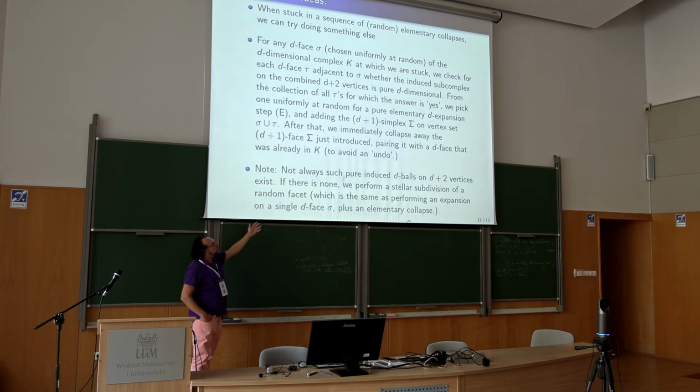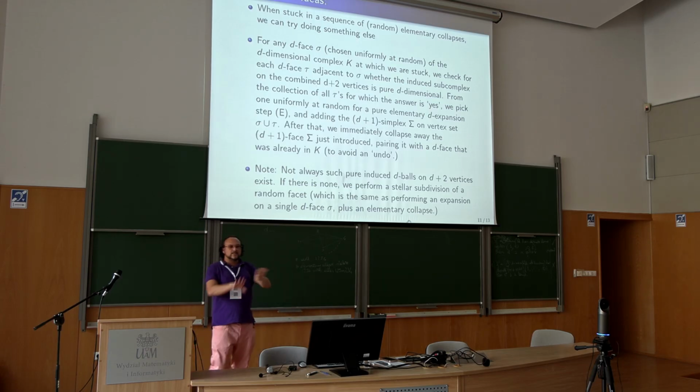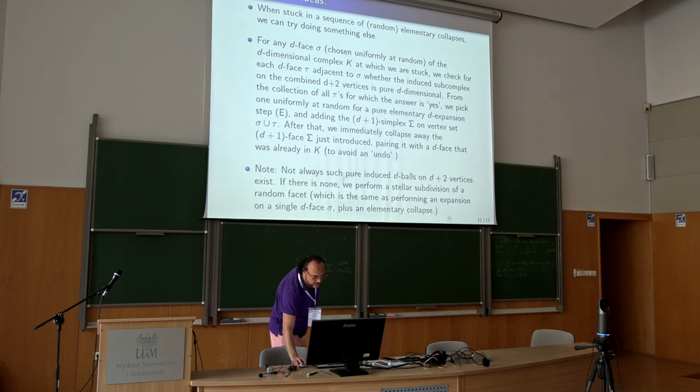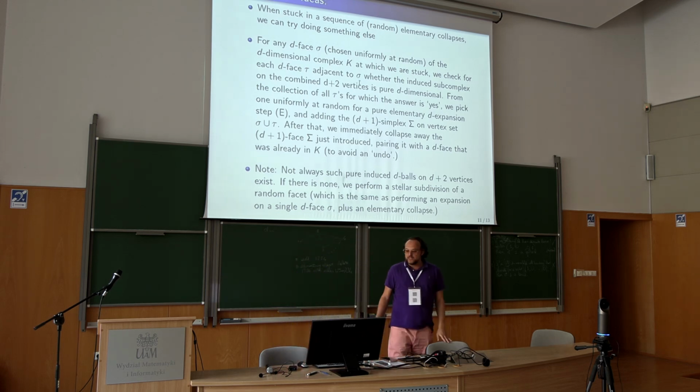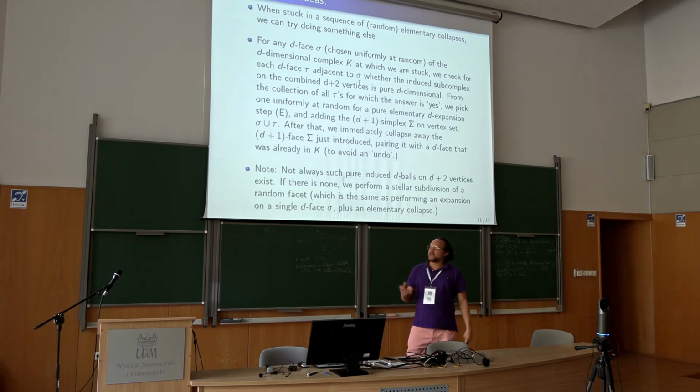How do we deal with the issue that perhaps there is no such thing as two adjacent facets such that, what is the condition here, this thing? The induced subcomplex on the combined d plus 2 vertices is purely d-dimensional. Okay, the way we deal with it, we just subdivide the face, which is somehow nicer.